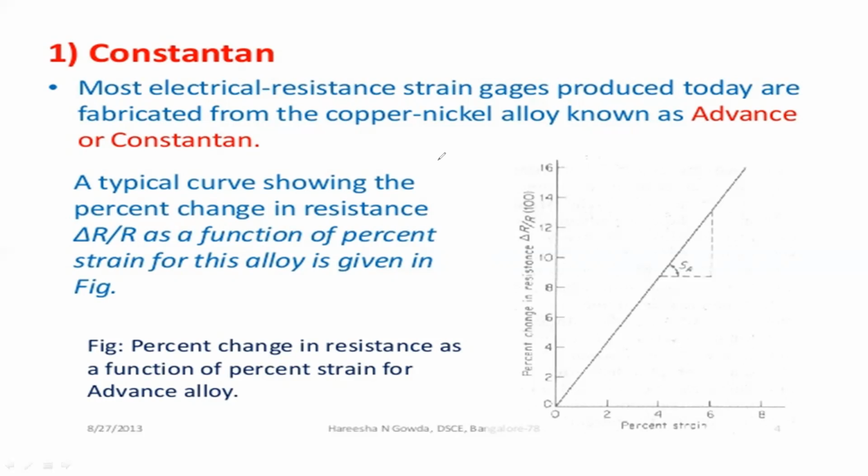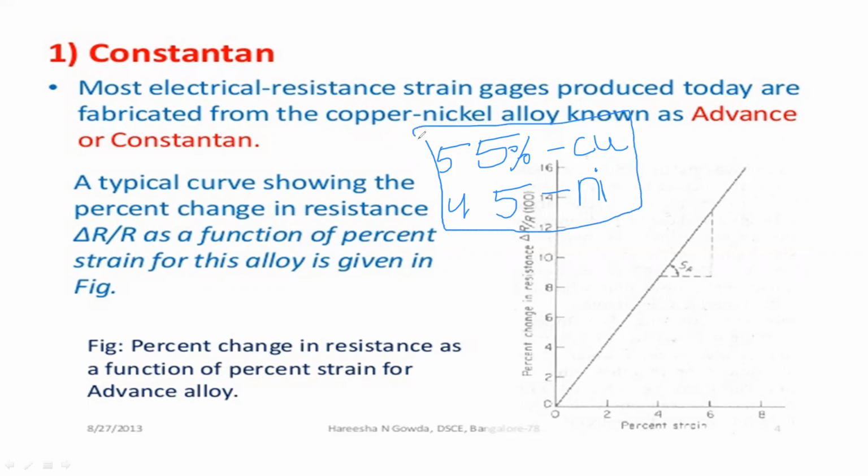55% copper and 45% nickel. Mixing these materials forms constantan material. This alloy mixture is known as advance or constantan.